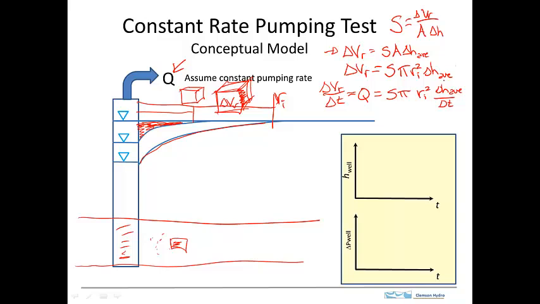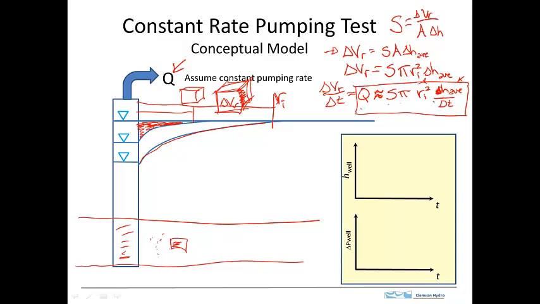What this allows us to do is get a handle on how rapidly the head is dropping as a function of time. And let's just say this is approximately equal. There would also be another term that involves the derivative of the radius of influence, but we're not going to include that. We're going to assume that that's small for now. And so what it says is that the flow rate is constant, S is constant, pi is constant.